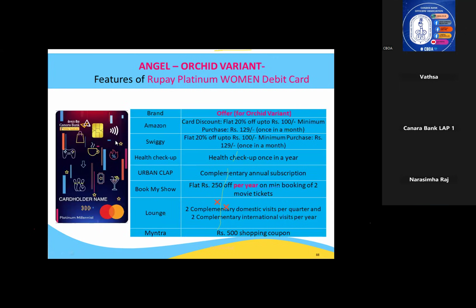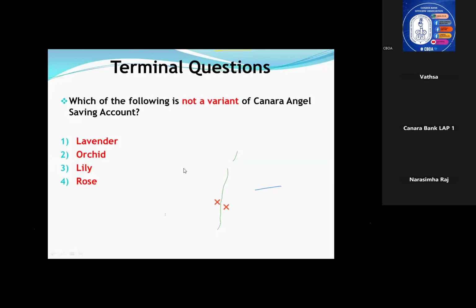These offers are applicable only for the Orchid variant. Card discount, Amazon, card discount, Swiggy, some concession, health checkup. This you can go through. I'm not ready to tell that. Okay. So now you tell me, which of the following is not a variant of Canara Angel Savings Account? Lily is not there. Lavender, Rose, and Orchid are the three categories.